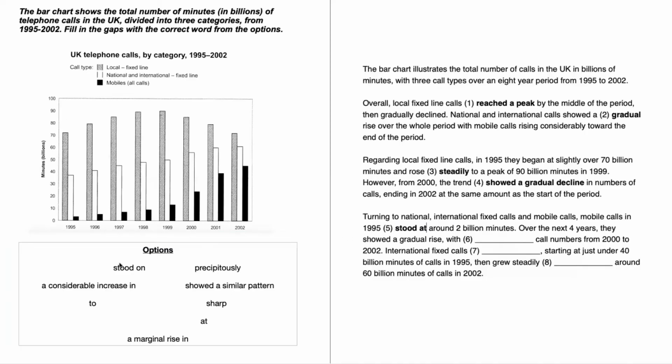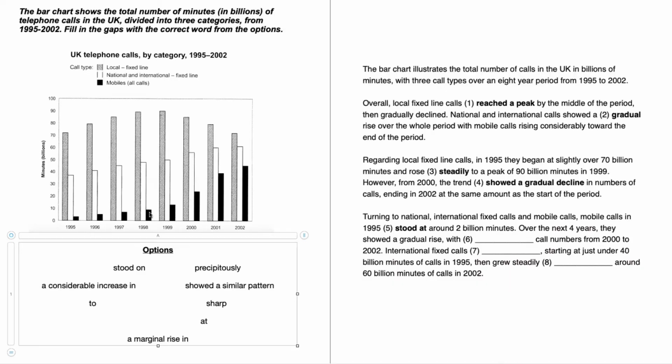If you used stood on, for example, that would be incorrect just because on is the incorrect preposition. Stood on would be a physical way to stand. So you are standing on the subway platform, for example. Stood at is the correct way to talk about data. Next, we see over the next 4 years, they showed a gradual rise.